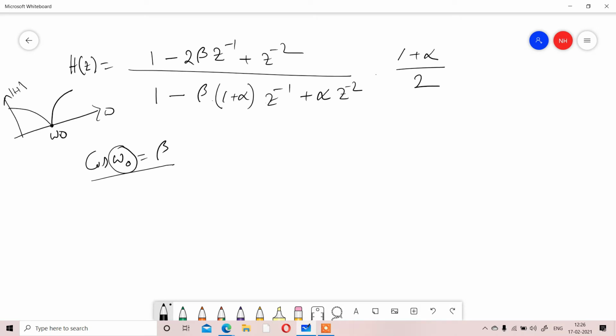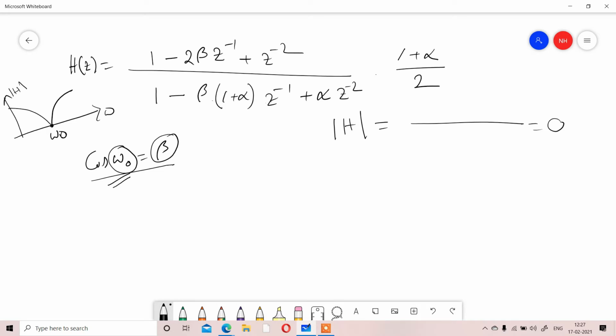So from that response, if you calculate the magnitude of H, whatever response you get, if we replace beta by cos omega naught, obviously by knowing the value of omega naught, then in the place of beta the magnitude you will get is 0. Okay, so that will be your band stop filter.